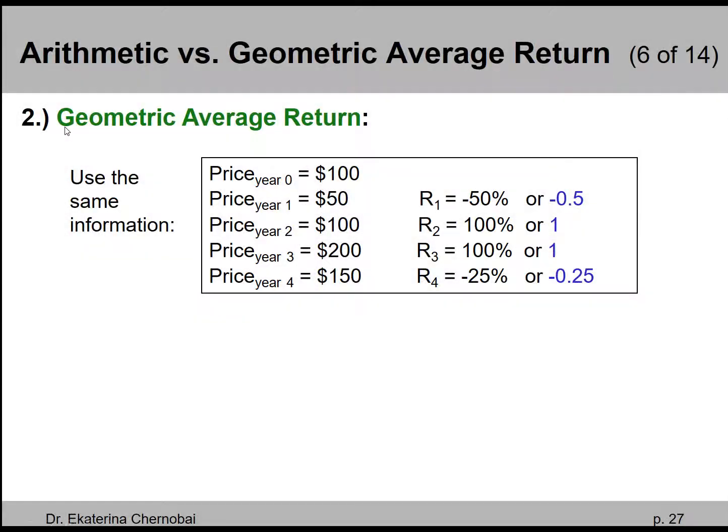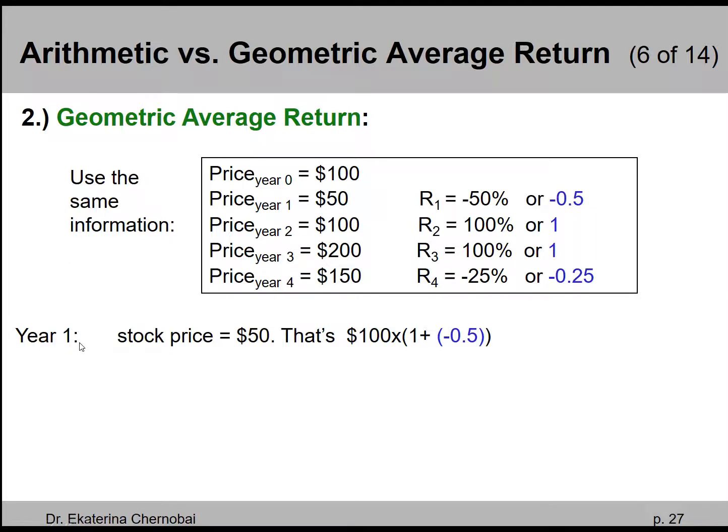And now let's look at the geometric average return, the last question. So we have our prices, they were given. We have just calculated the returns in percent, in decimals, which we use to find the arithmetic average. Let's look at this information a little bit differently.